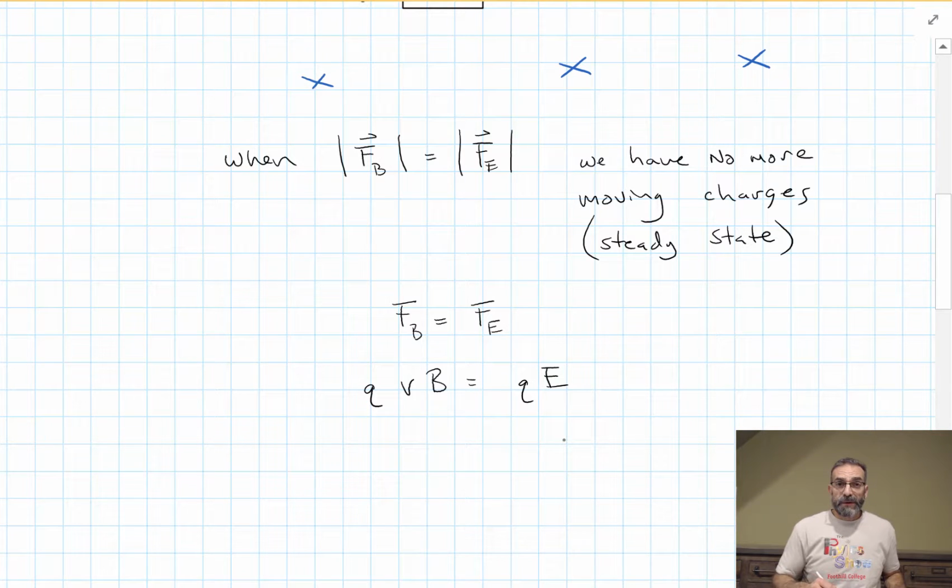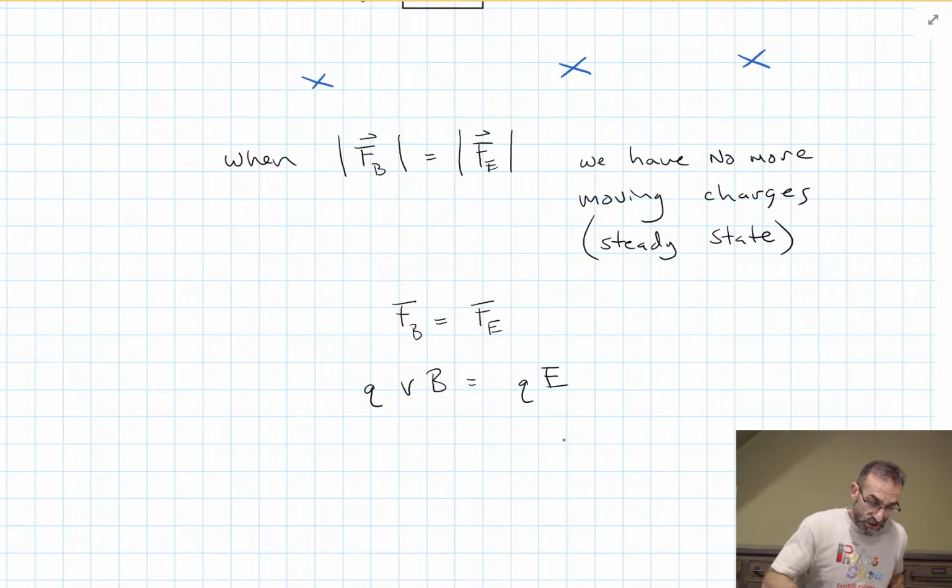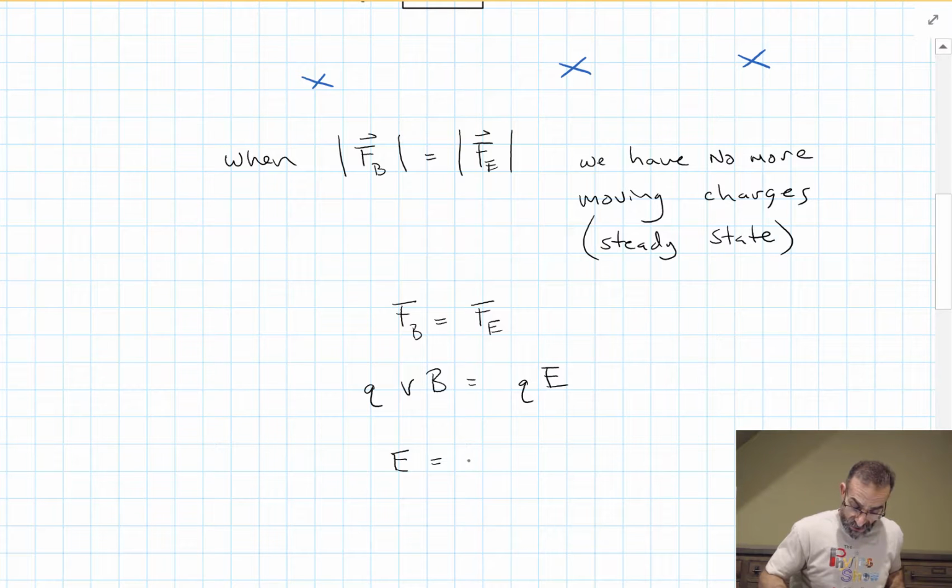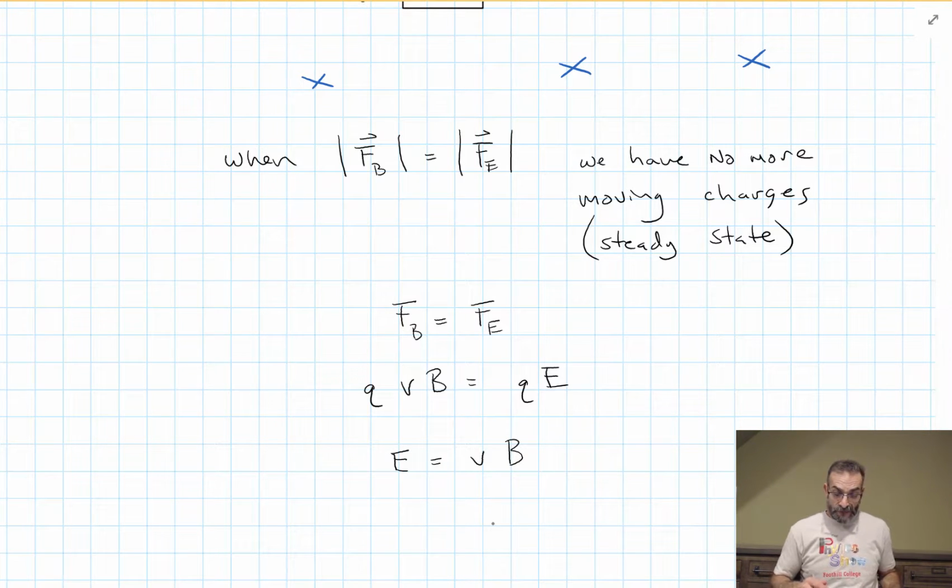So we fill in what we know about charged particles moving in magnetic fields, and we fill in what we know about charged particles in electric fields, and we end up with the electric field is equal to the velocity times the magnetic field. Now let's try to figure out what the electric field is in terms of the dimensions of our conductor.